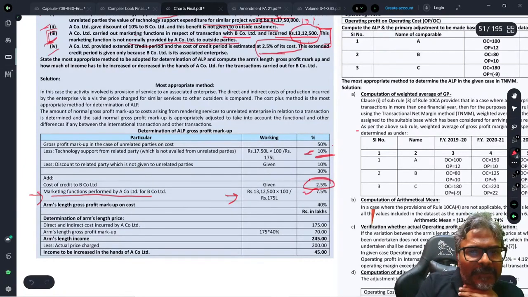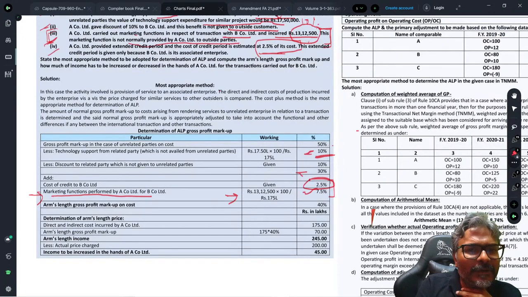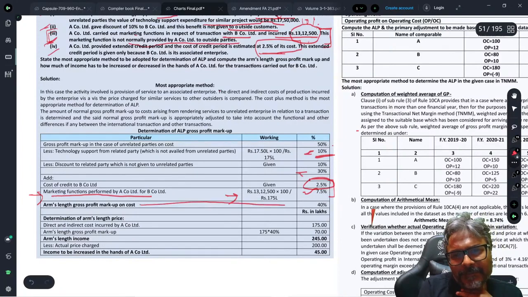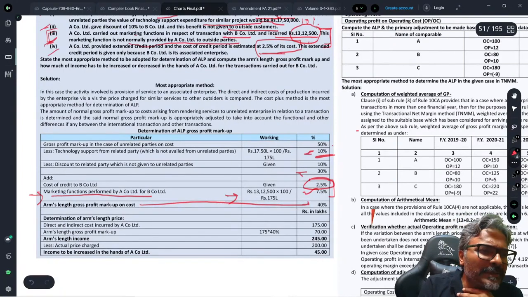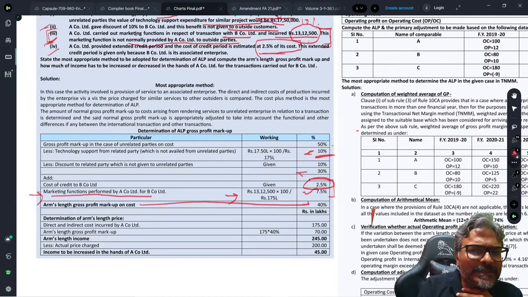So 50% minus 10 minus 10 and thereafter, so total 30. After 30, 10% is what is to be added, 2.5% and 7.5%. So therefore, markup, adjusted markup, students. How much is my adjusted markup? 40%. 40% on the cost.